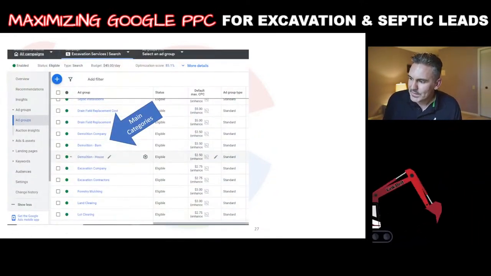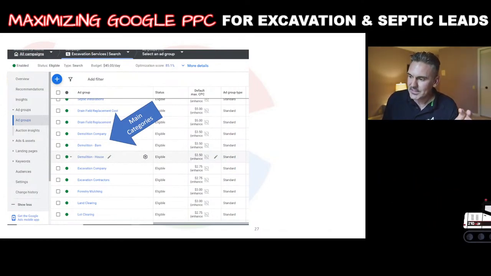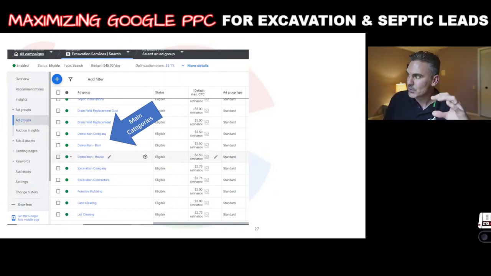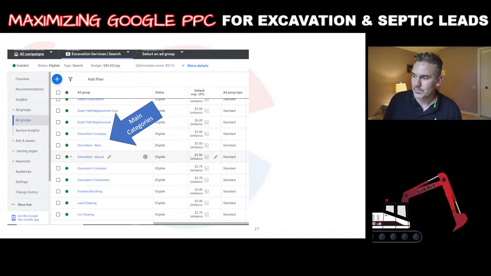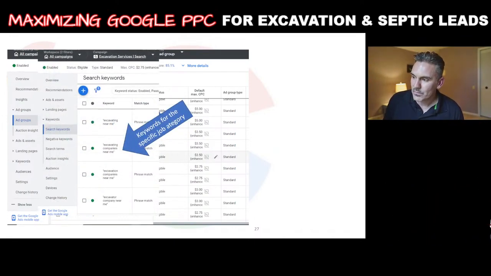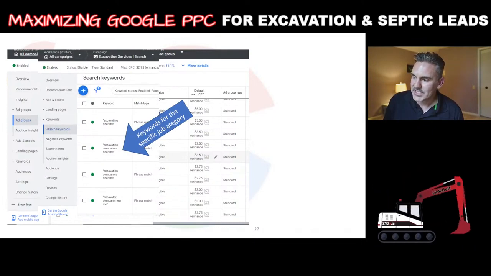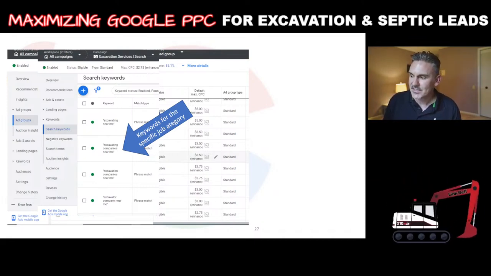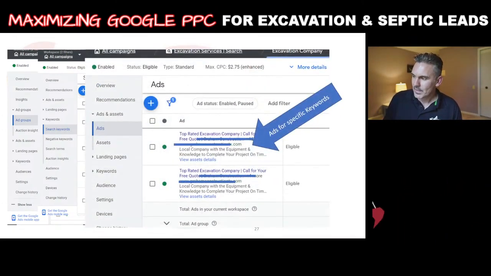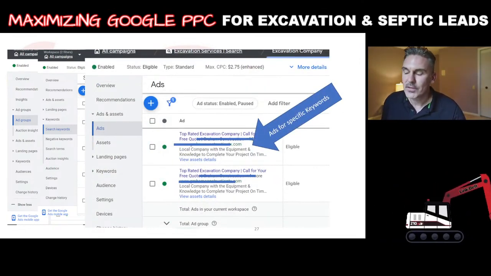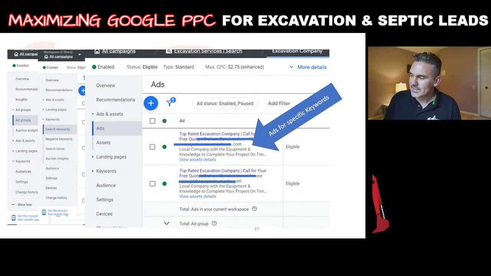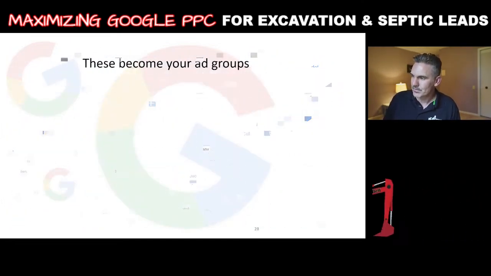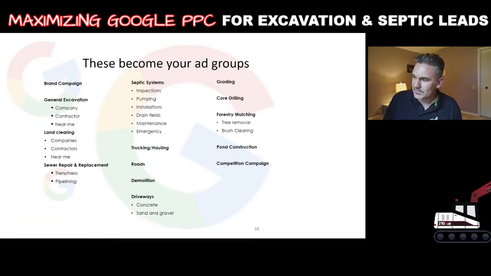And so here's an example of what that looks like. You saw the previous list, right? So we just break those into their own ad groups, and those are going to become individual ad campaigns on Google. Here's an example, right? We talked about the general excavation campaign. So we have keywords specifically based around excavating near me and so on. And then we have ads based on those keywords, right? Top rated excavation company. These go for the general excavating style campaign. So those become your ad groups, just like this.